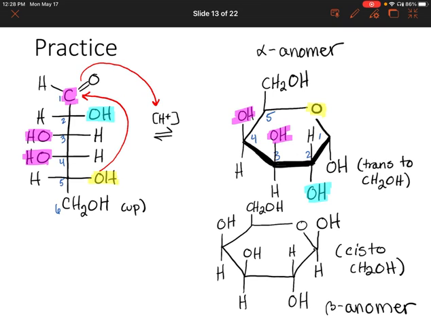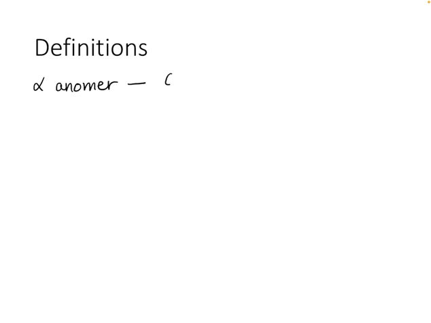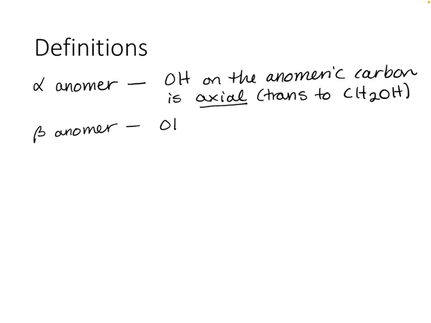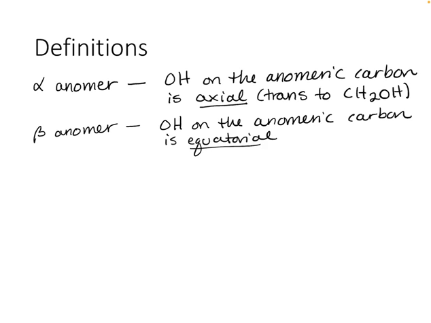We're also learning a lot of new terms today, so let's actually go over some definitions. So we said for the alpha anomer, OH on the anomeric carbon is axial, but also trans to CH2OH. We said for the beta anomer, OH on the anomeric carbon is equatorial, but that's also cis to CH2OH.